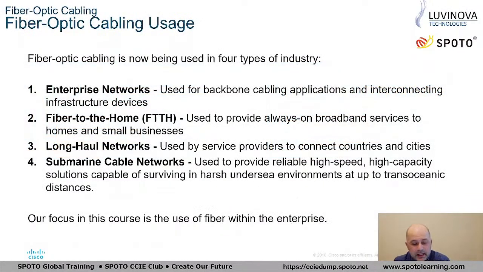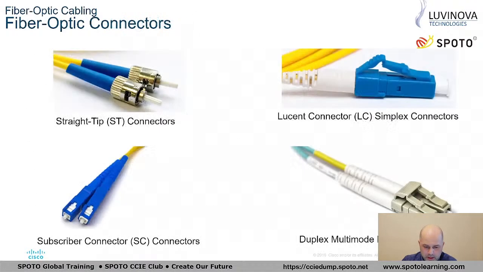So, fiber optic cabling is now used by four types of industry: enterprise network, fiber to the home, long haul networks, and submarine cable networks. Fiber optic connectors: you know the cable, you have to connect that cable to the device, and there are a few connectors to be terminated with the fiber optic. So it's the straight tip ST connector, lucent connector LC, and subscriber connector SC, or the duplex multimode LC connector. Depending on the type of device, you're using different types of connectors.